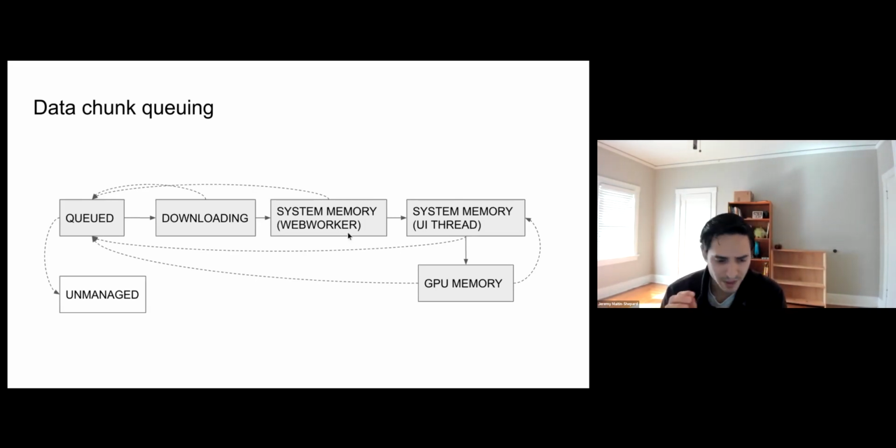And then likewise, if a higher priority chunk needs to be rendered, then it may evict a lower priority chunk from GPU memory back to system memory, or out of the system entirely back into the queued state, if we don't want to even keep it in system memory. So this unified queue mechanism is what underlies essentially all of the data management in Neuroglancer.